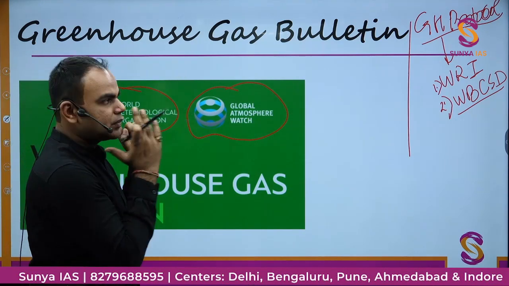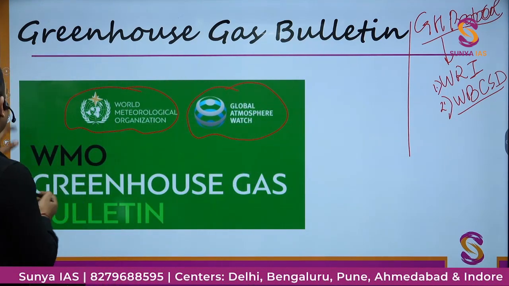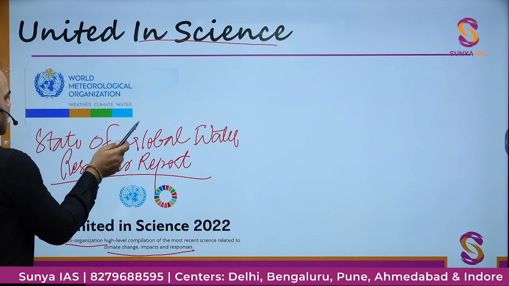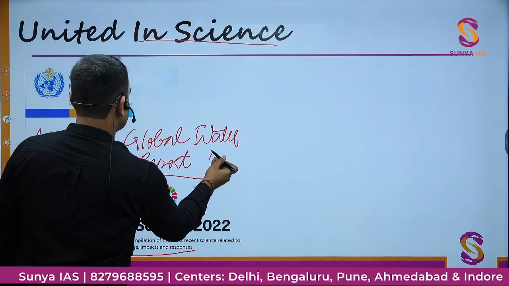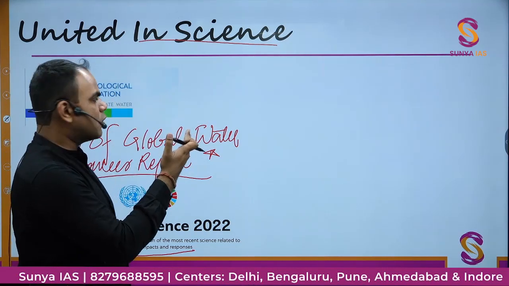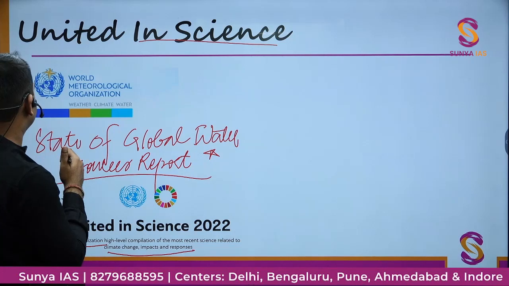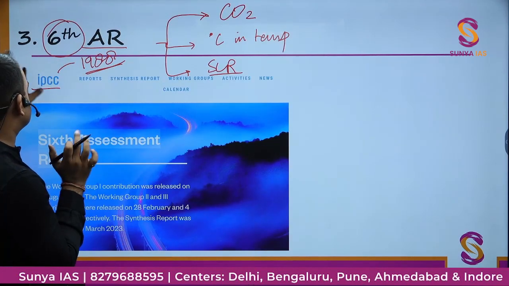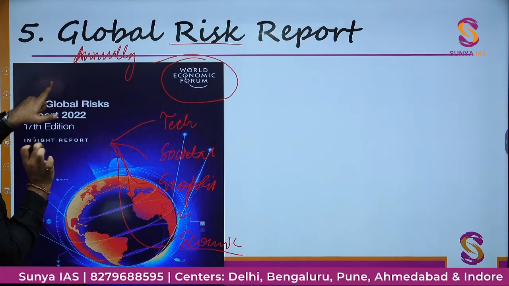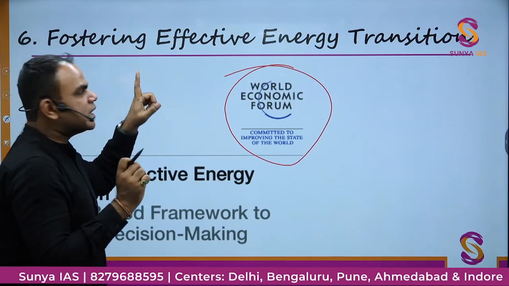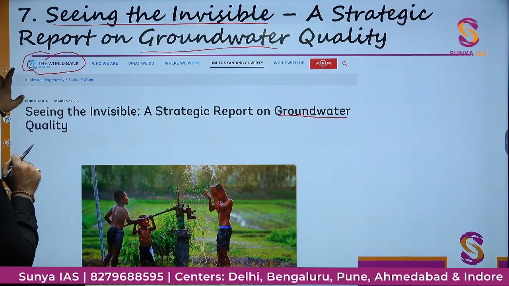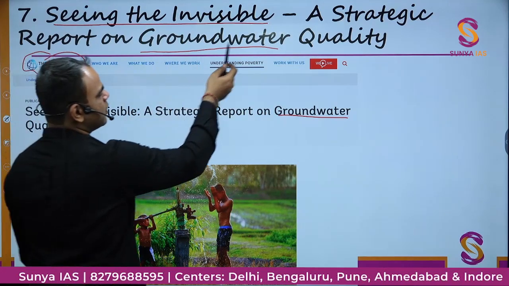Greenhouse gas bulletin; the greenhouse gas protocol was separate. Then we had seen United in Science, and the state of global water resources report, which is by WMO. Another report related to groundwater was a World Bank report. IPCC 6th assessment report we had seen. Drought in numbers by UNCCD. Global risk report by the World Economic Forum. Fostering effective energy transition, also by the World Economic Forum. Seeing the invisible was the report again on groundwater quality.